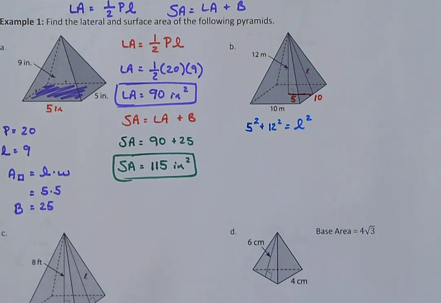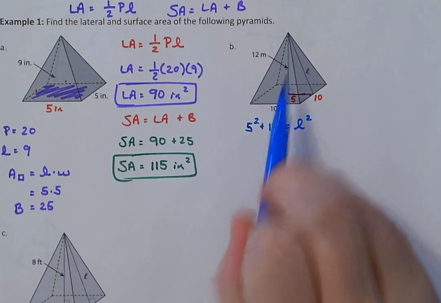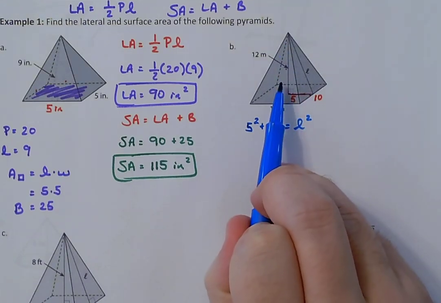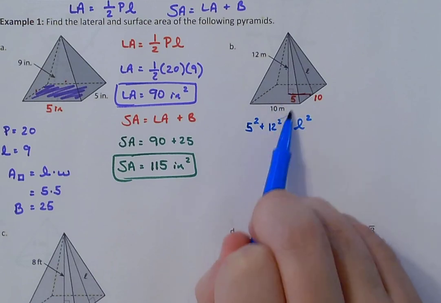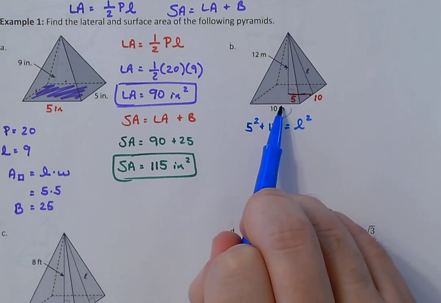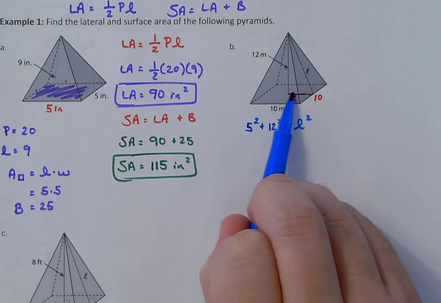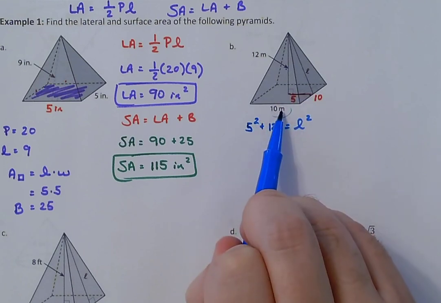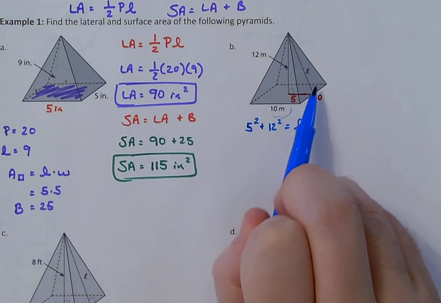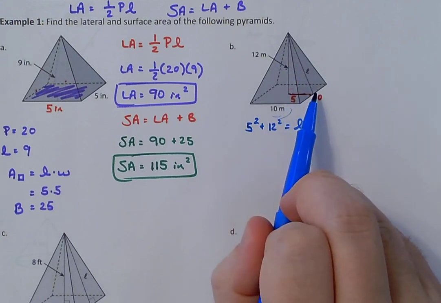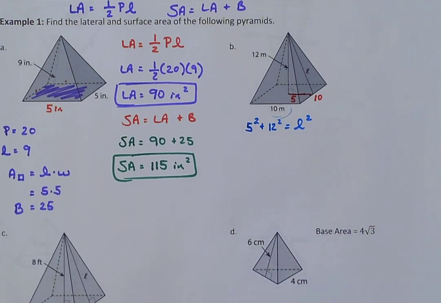Again, just to point out the numbers and where I got them from. 12 comes from the fact that they tell me the height of the pyramid is 12. The 5 comes from taking half of this side length. So whenever you're trying to figure out this length, take half of whatever your side length is, which in this case is 5. And then we want to figure out the slant height, which is our hypotenuse. So that's why L is on the right side.